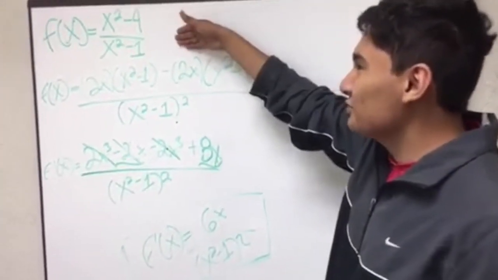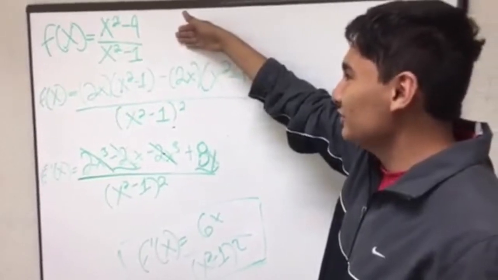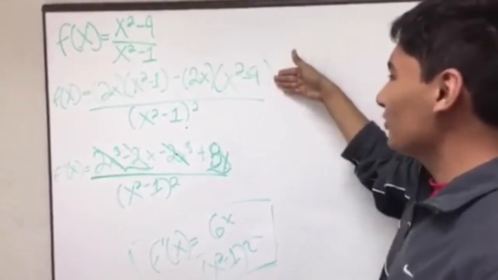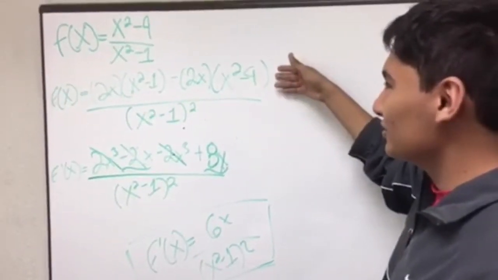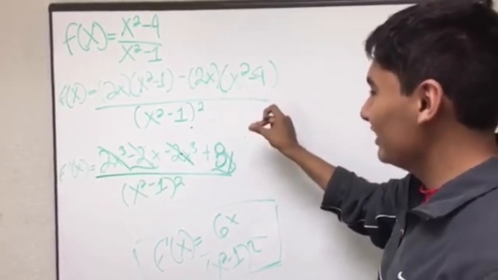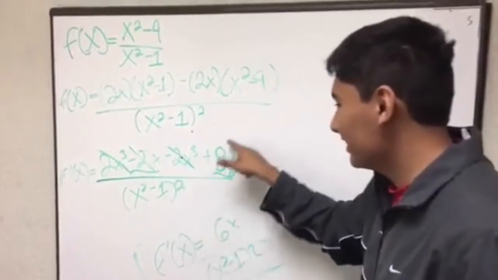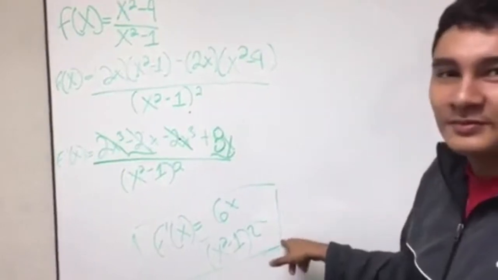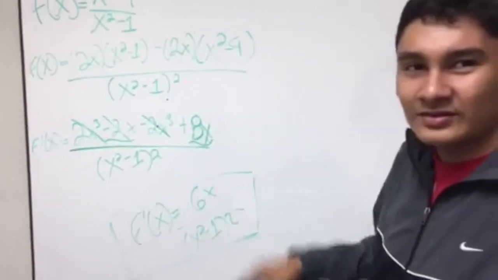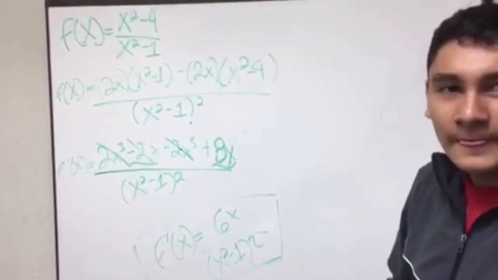For this equation, as we can see, we can apply the quotient rule like this, and with the multiplications we can simplify these terms and get our final answer. That's the first derivative of our function.